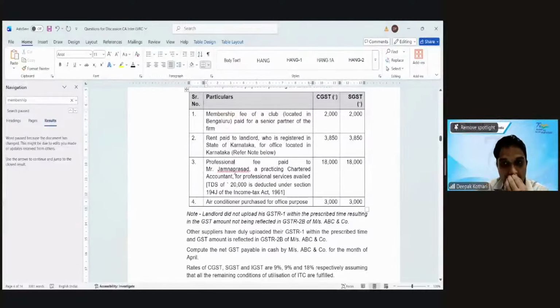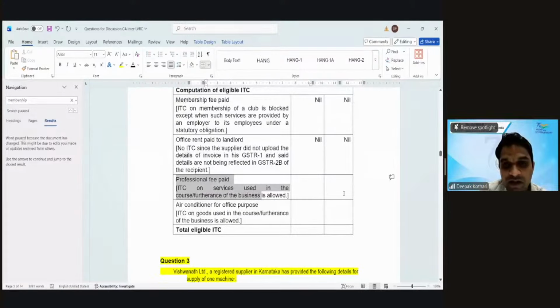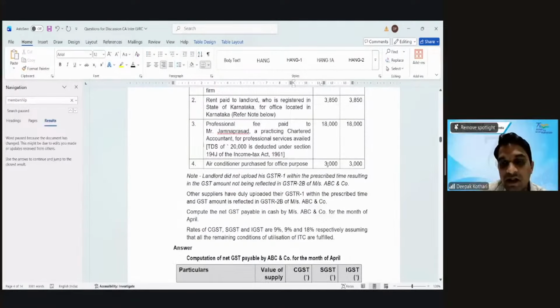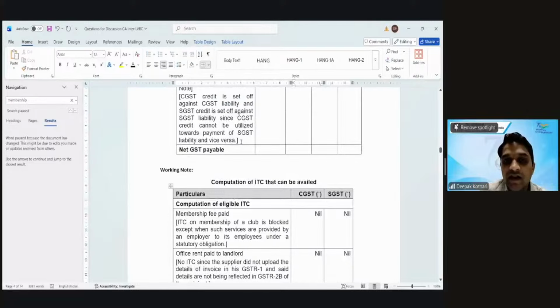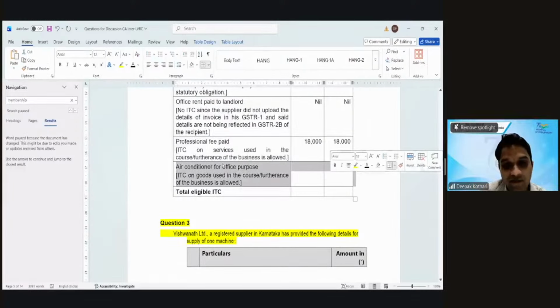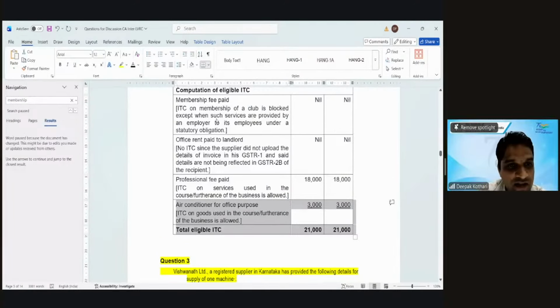Third is professional fees paid. We have deducted TDS and things like that. That is the normal income tax procedure. But from the GST perspective, we will get the credit of 18,000 each. No doubts in that. And air conditioner of 3,000 rupees each CGST and SGST. That credit is available because it is for office purpose. So your total ITC available is 21,000 each.